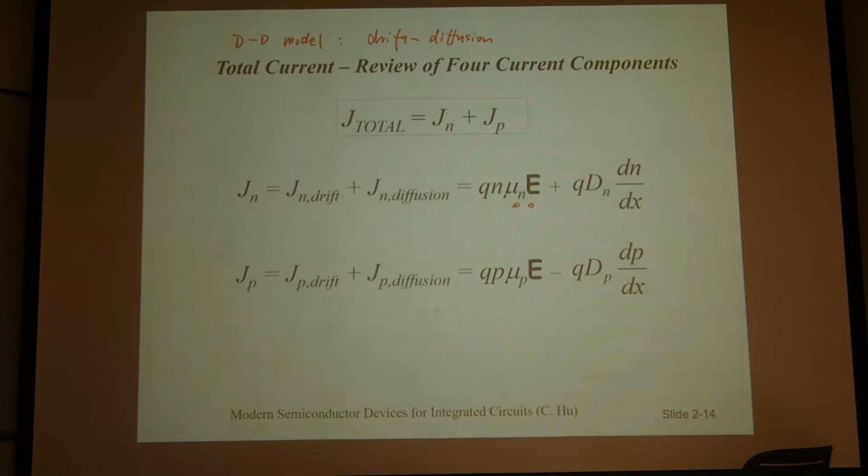So it's just the sum of those two. And similarly for the hole, we have the mobility for the hole and the electric field, and then the diffusion component of the hole. So this is just a combination of all the components here. But of course, as I said, if it's n-type doping, then the electron current will dominate. Then you can ignore the other one. Any questions?